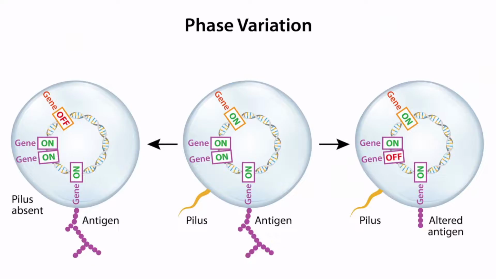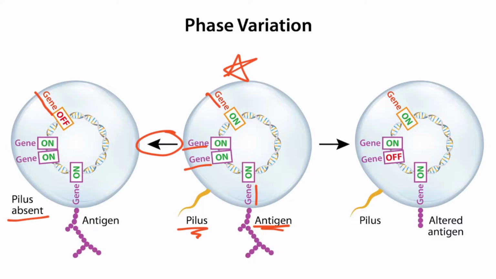This image depicts phase variation. First, focus on this bacterium in the middle, and we can see 4 genes. 1, 2, 3, 4. In this example, the orange gene is responsible for the pili, and you can see a pilus right here. The purple genes are responsible for some of the antigens on its surface, and you can see the antigen right here. Now let's look at the left image, following this arrow. You can see that the gene for the pili, the orange gene, is turned off, and so the pilus is absent. This is a totally random alteration.